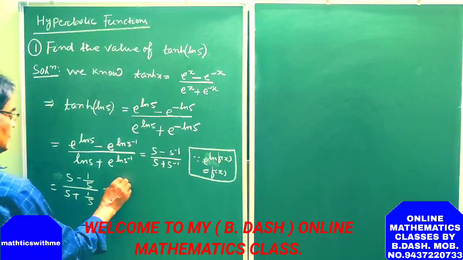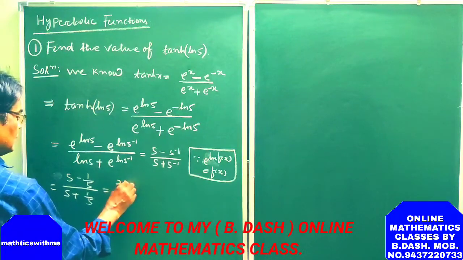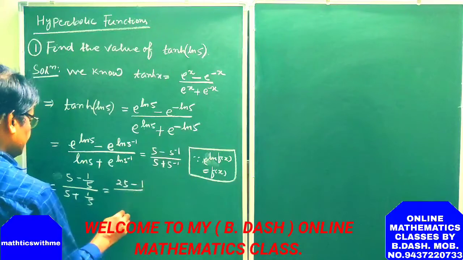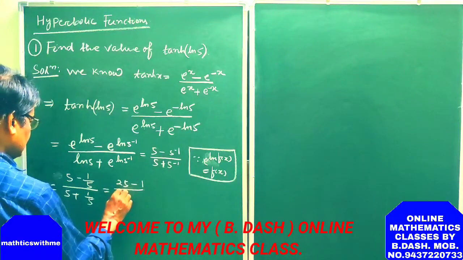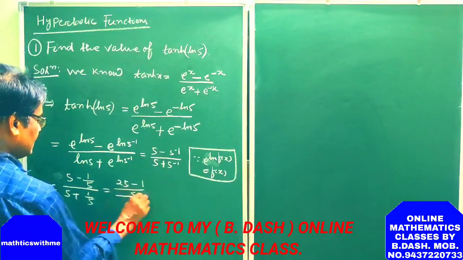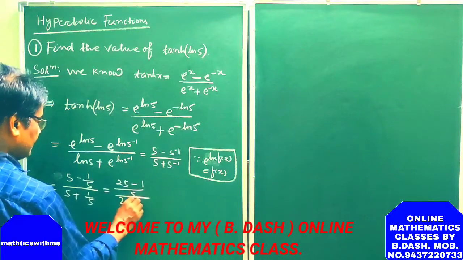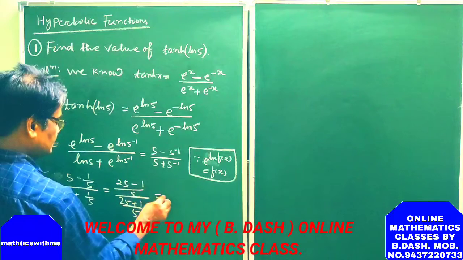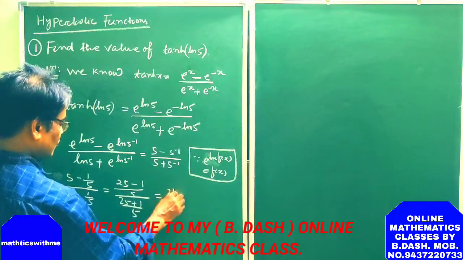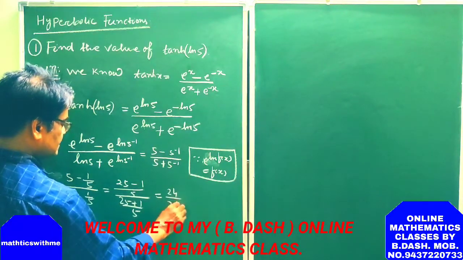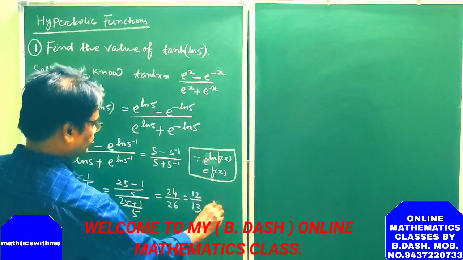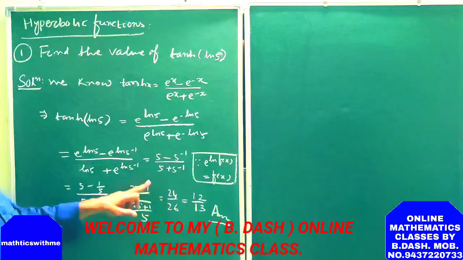This is (25 minus 1) divided by 5, then (25 plus 1) divided by 5. This is 24 by 26, which is 12 by 13. We get 12 by 13.